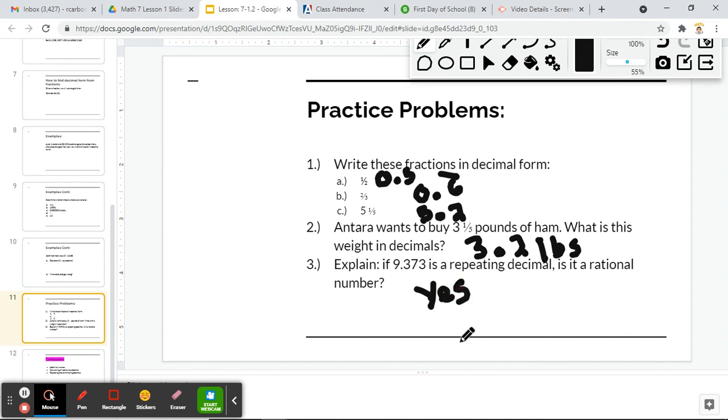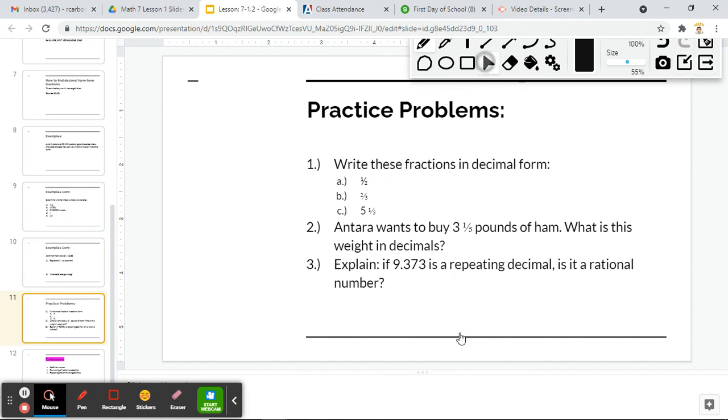Alrighty, there we go. 1/2 is 0.5. 2/3 is 0.6 continuing. 5 1/5 is 5.2. 3 1/5 would go to 3.2. And then lastly, if it is a repeating decimal, then yes, it is a rational number.